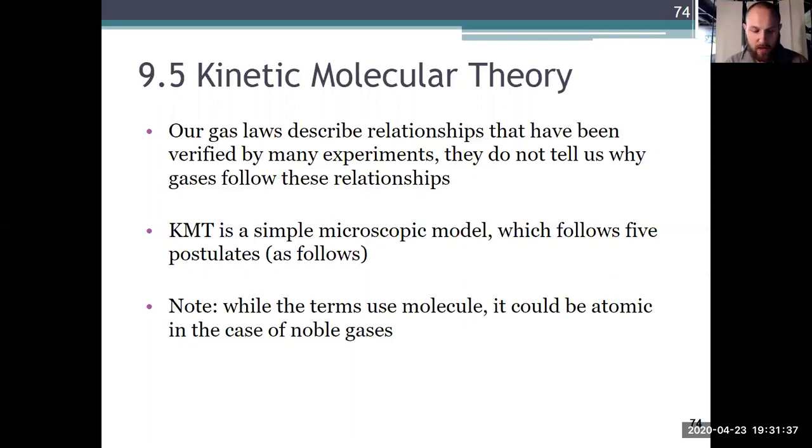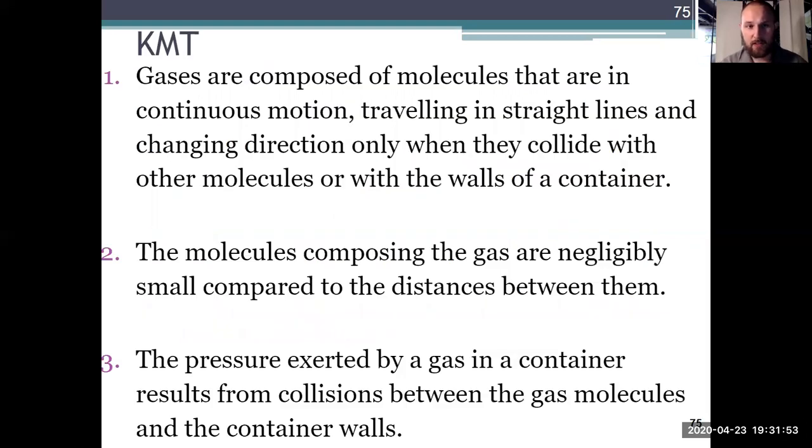And one thing just to have in the back of your mind is, while it's called kinetic molecular theory, it applies to any type of gas, right? It could be an atomic gas if we had a noble gas, for example, something like helium. So what are the 5 postulates of kinetic molecular theory? Number 1 tells us that gases are composed of molecules that are in continuous motion, which you probably already knew, right? Gas molecules aren't just hanging out there in place. And these gas molecules travel in straight lines until they encounter something, either another molecule or the walls of the container, which we've talked about previously, right?